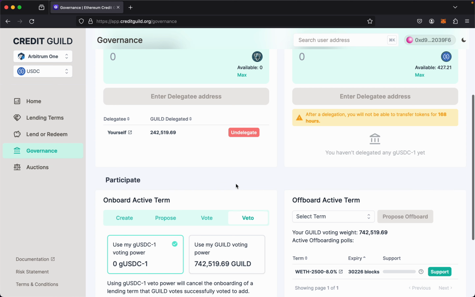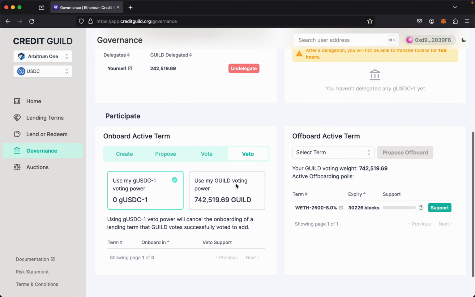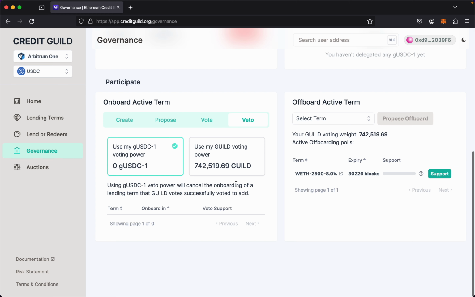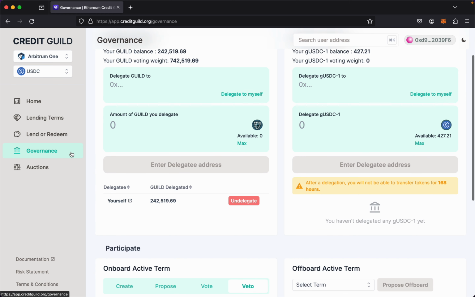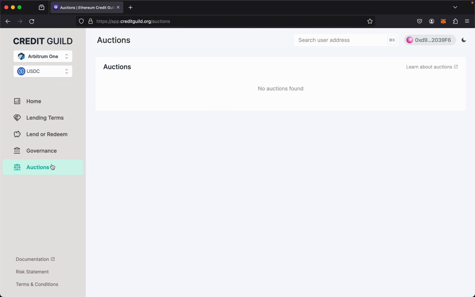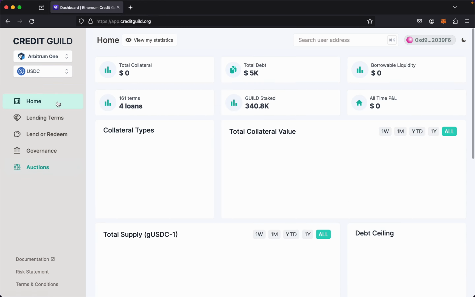And there is a general DAO governance that is not visible here. You can use any kind of governance interface like Tally for that. It's probably out of the scope of this video. And finally, I'll just show you the auctions page. There are no ongoing auctions, so not too much to see. But while there are liquidation auctions in progress, you can view them here. And yeah, that's about it.